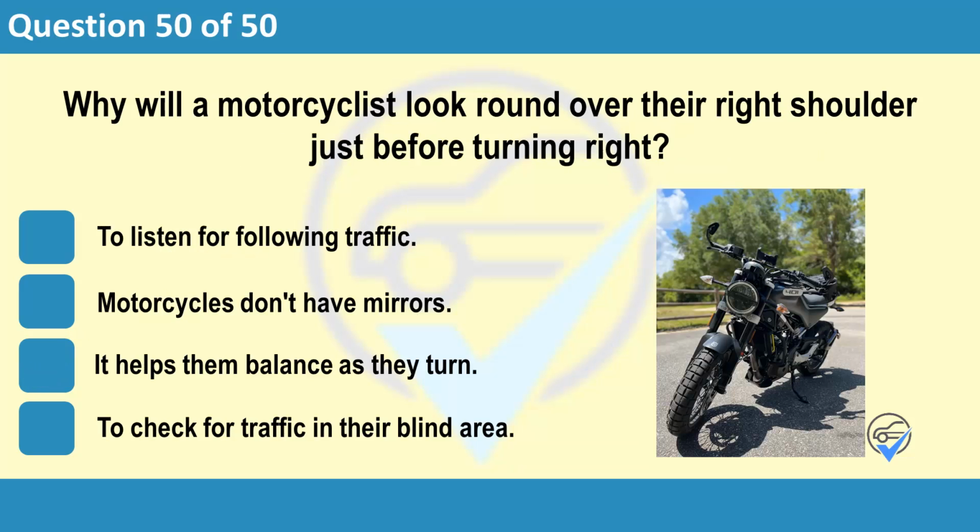Why will a motorcyclist look round over their right shoulder just before turning right? To listen for following traffic. Motorcycles don't have mirrors. It helps them balance as they turn. To check for traffic in their blind area.